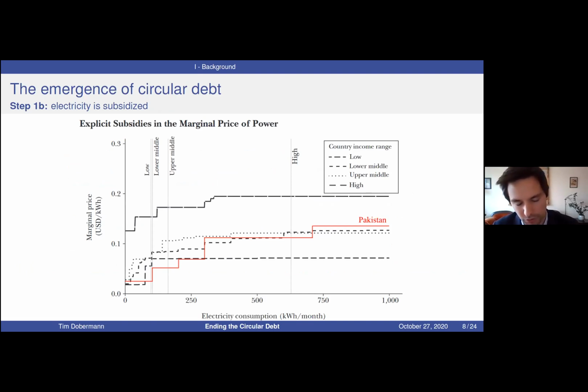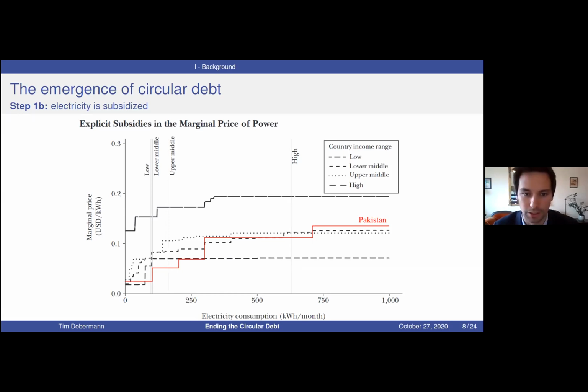So the second aspect, which I've touched on a little bit, is that this part of step 1, which relates to the emergence of non-payment and the revenue problem, is that there are also explicit subsidies in the marginal price of power. So in this graph, on the x-axis, you just have the monthly electricity consumption. On the y-axis, you have the marginal price, the price per unit in US dollars. You can see here that the top line is the marginal price for the high income countries, and then it goes from high income to upper middle to lower middle to low income.